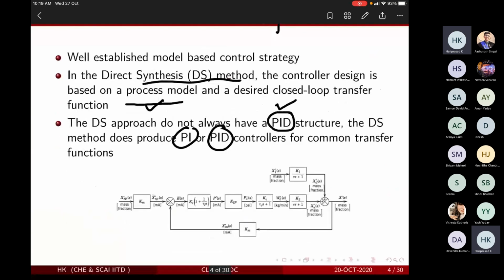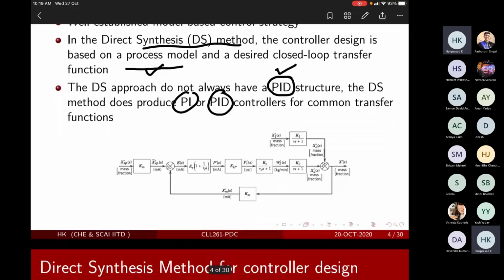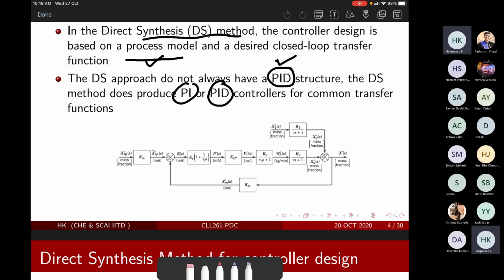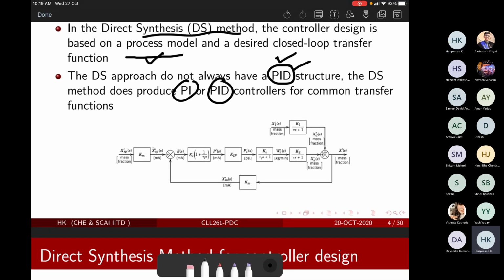Direct synthesis, as I told, is a model-based control strategy. There is a caveat: the direct synthesis approach might not always give you a PID. Sometimes it can be just a PI result because it is fully model based. You will come to know why I am saying this. What we do here is some analysis and get a controller structure, say Gc, and then try to match it with the existing PID structure.